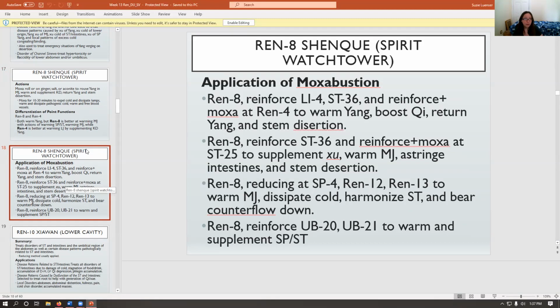And then with reducing at spleen 4 and Ren 12 and Ren 13, that's a really great combo for cold in the stomach causing counterflow. And then with UB20 and 21 to just really help warm and supplement the middle jiao.